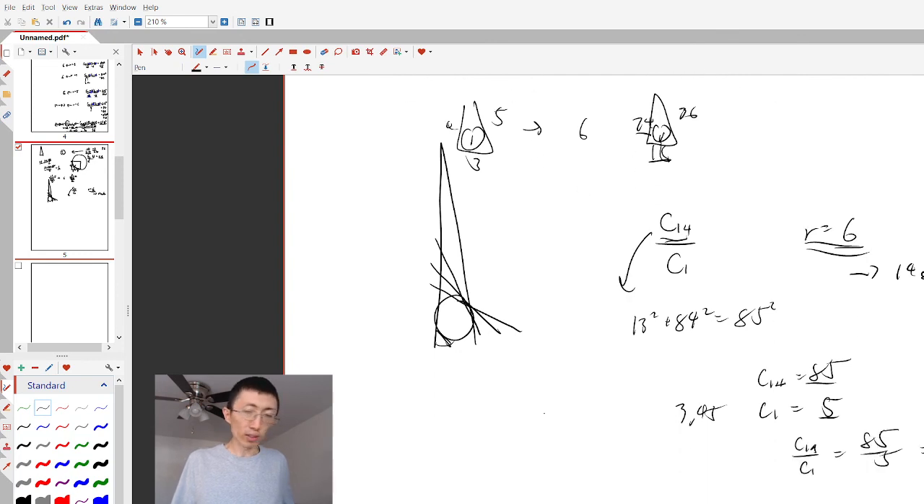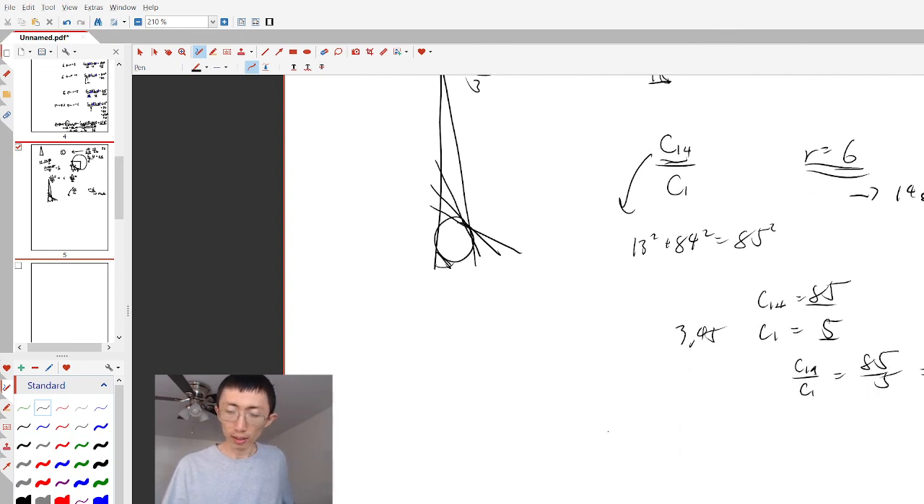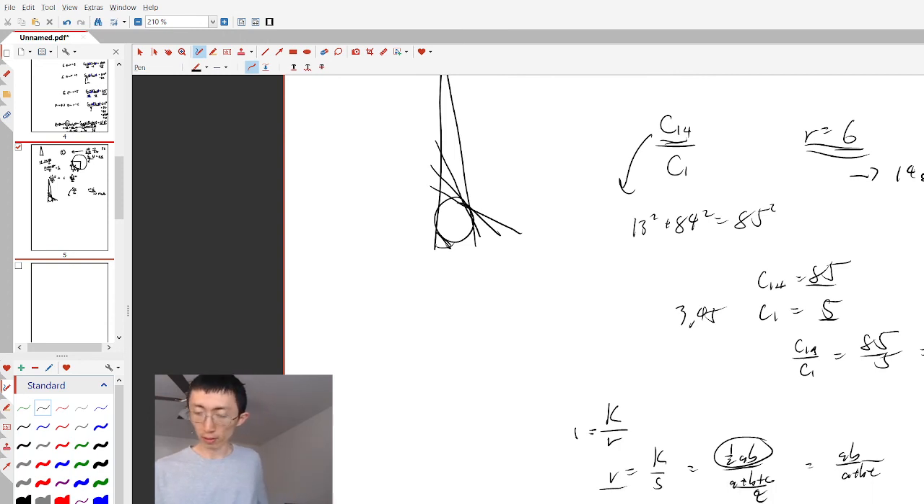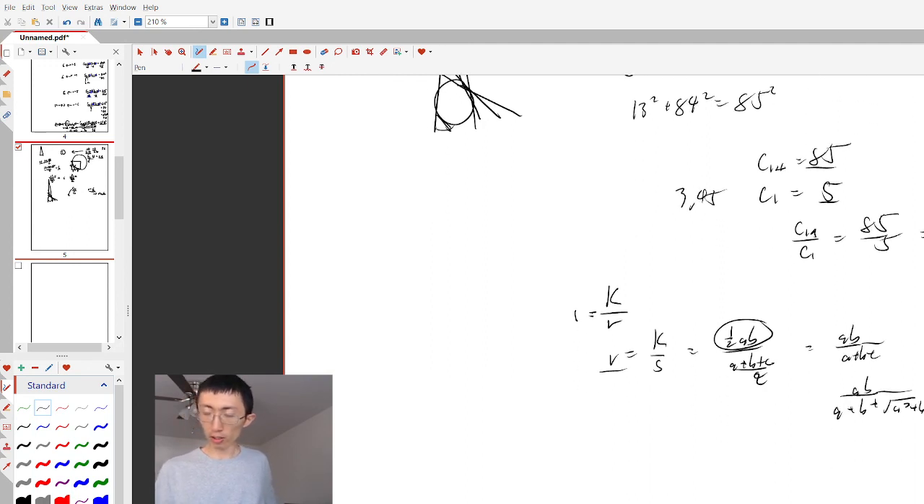There are other ways you can derive them. For instance, if you just do K over R is S, or R is K over S, and then you plug in 1/2 AB, and then you plug in (A plus B plus C) over 2. This is another inradius formula when it's a right triangle. And if you just use the Pythagorean theorem on this, you should also get the same formula. So somehow you can simplify it. It should just be the same.